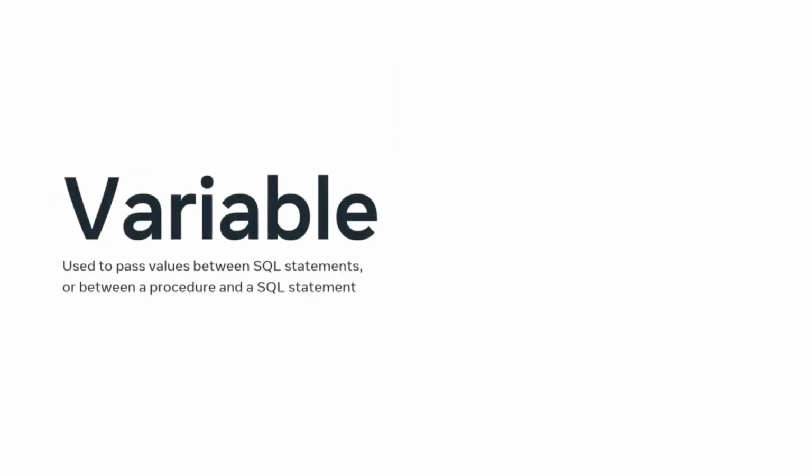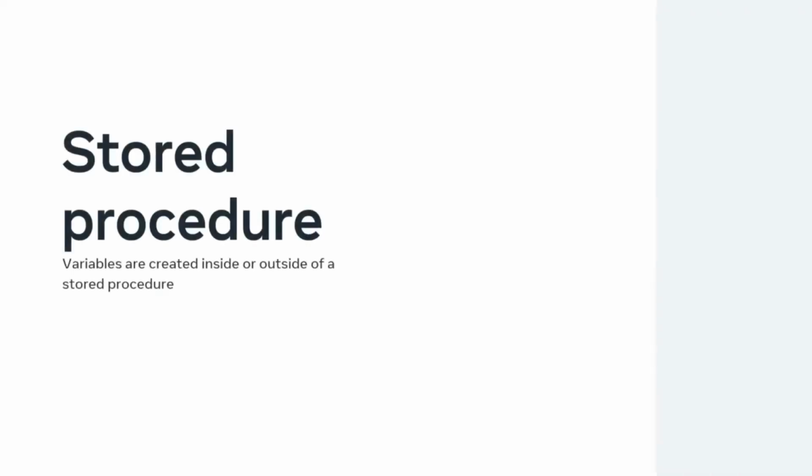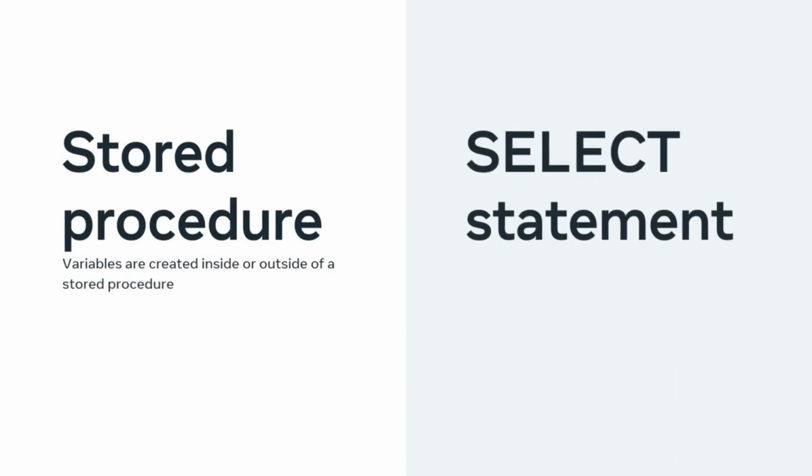First, you need to know what the term variable means in the context of MySQL. A variable represents a placeholder that stores a value. This value may change at times depending on the needs of the query. Basically, variables are used to pass values between SQL statements or between a procedure and a SQL statement. There are two different ways in which variables can be used in MySQL. You can create variables inside or outside of a stored procedure, and inside or outside of a select statement.